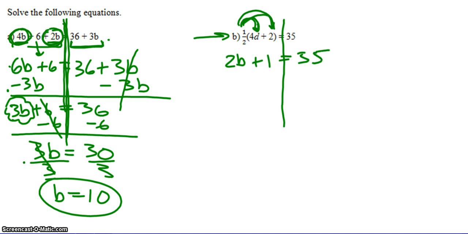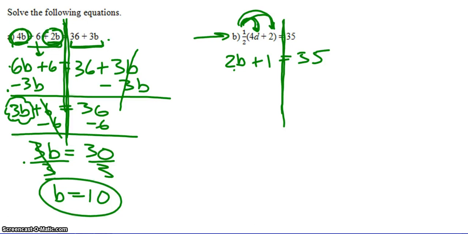All right, so we distributed. Are there any like terms that we can combine? Well, there's nothing we could combine, and there's nothing to combine on the right side, so we do not have to combine like terms. Do we need to eliminate? Is there a letter on both sides? No, so we don't have to eliminate either. So you're not always going to do every step. You just check for them.